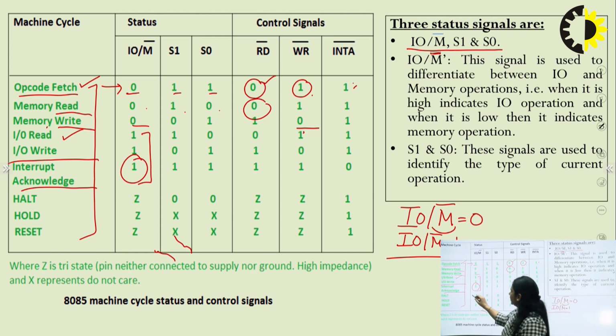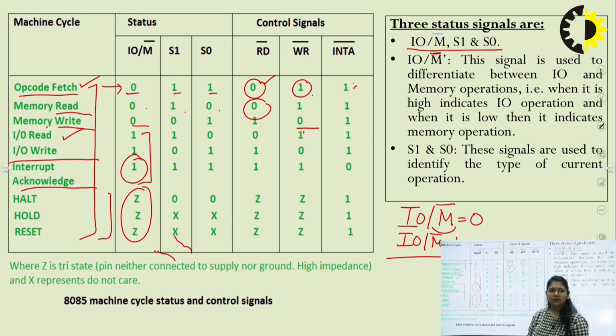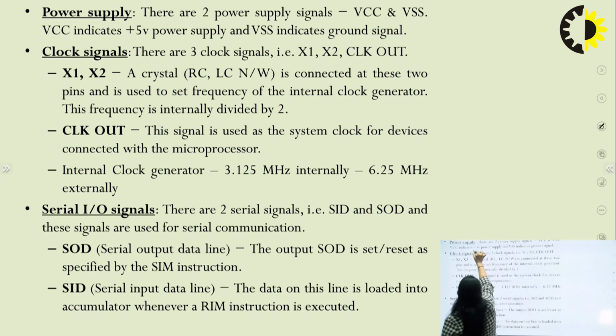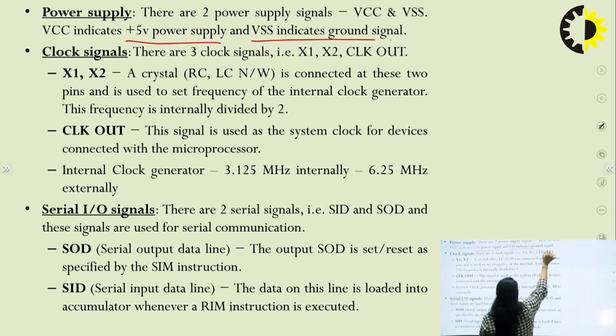In halt, hold and reset, there will be a high impedance state, which is the tri-state. At that time, the pin is not connected to supply nor to the ground, it is in high impedance state. There are two power supply signals needed for this 8085 microprocessor, VCC and VSS. VCC is our plus 5 volt power supply and VSS is our ground signal.